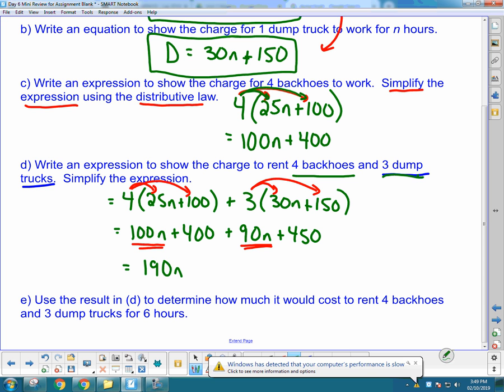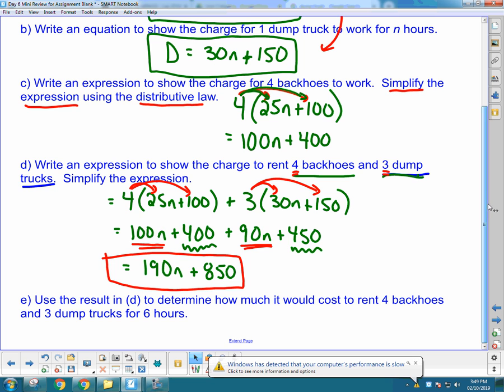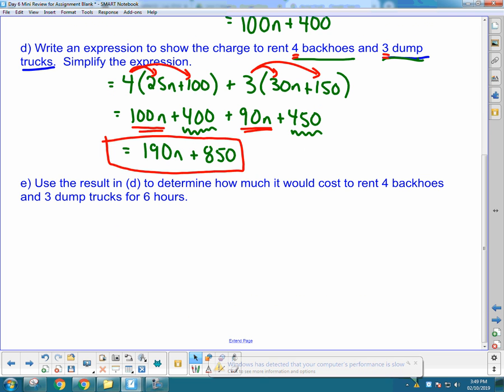And then we've got our flat rates of $400 for the 4 backhoes, and $450 for the 3 dump trucks. Add those together and we have a total of $850. So now we have one single expression that describes the entire costs that will be incurred for renting 4 backhoes and 3 dump trucks. All that's left is to figure out how much time we're going to rent it for. But when I'm figuring out the price structures, I don't know how much time, so I just let it be N.